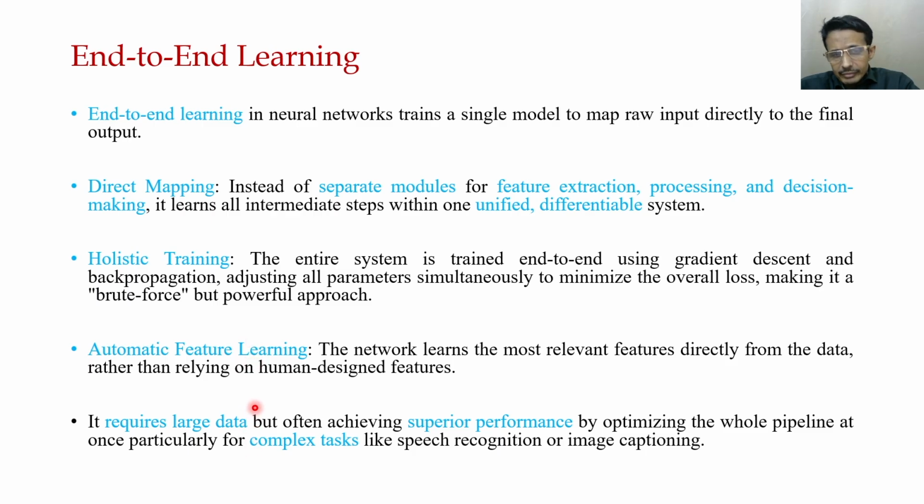One important aspect here is that, in general, deep learning requires a large amount of data, but it achieves very superior performance. Since data is available today, that's why deep learning is very successful nowadays. So optimizing the whole pipeline at once, particularly for complex tasks like speech processing or image captioning, is something we have to have. So end-to-end learning is another major important aspect of deep learning.